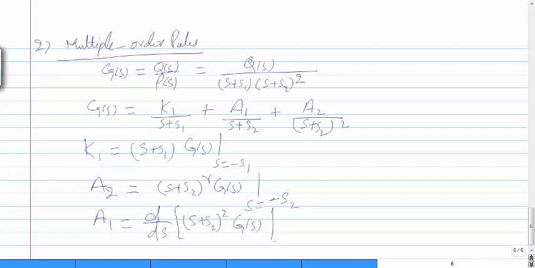Why do you take the derivative? It's very simple to understand, because look here, a1 is with power 1, so you have to take the derivative so that its power becomes 1. That's why we have to take the derivative. From this you can calculate the results.